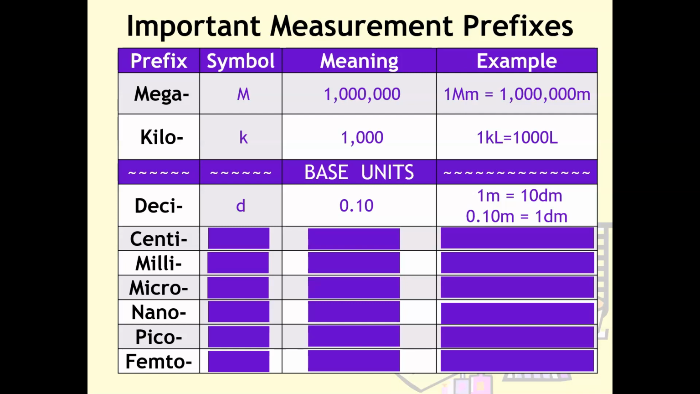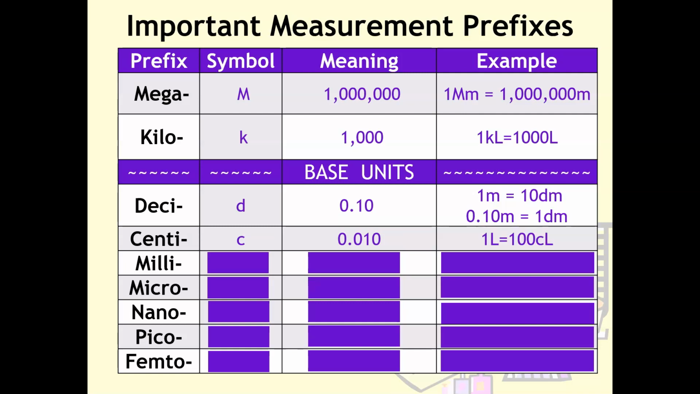Centi is up next. It's even smaller than deci. So centi has the symbol c. It means 100th. And so in this case, you could write it as 1 liter equals 100 centiliters. And notice that even though it says 1 liter, that could technically say 1 meter equals 100 centimeters. Or you could have 1 gram equals 100 centigrams. So you can switch out whatever that base unit is.